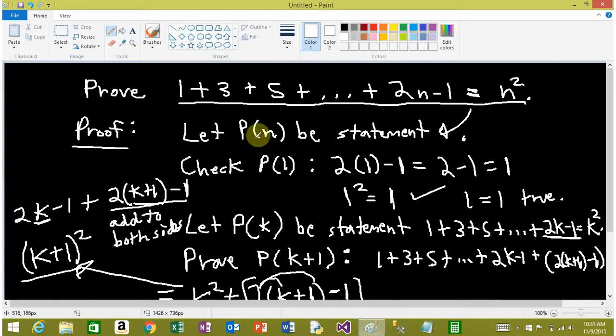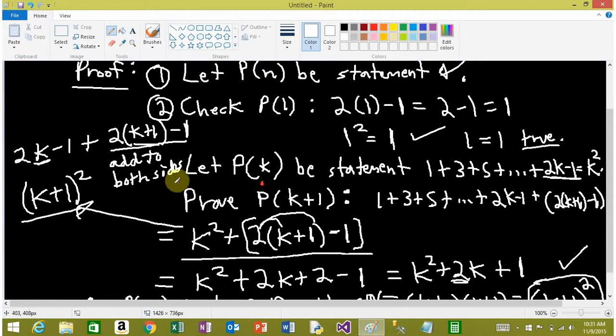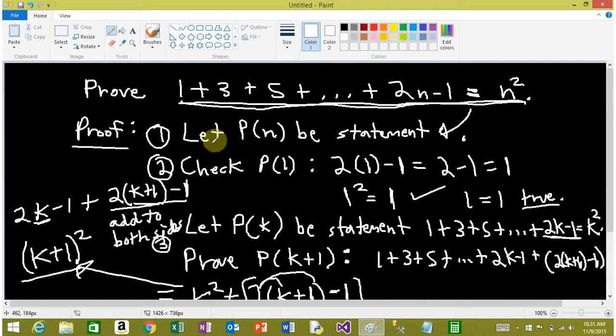Just recapping, we did exactly what we did in the last proof, stated P of n's statement. And we used this statement above, this summation right here is P of n. And then our next step, we checked P of 1 to be true. So we just put 1 on both sides of the equation. And we saw we got 1 on the left side, 1 on the right side. So 1 equals 1 is true. So that checked out. And then step 3 was just to restate P of n as P of k. We're just replacing the variable n with the variable k to use that.